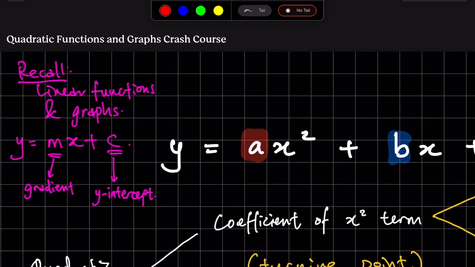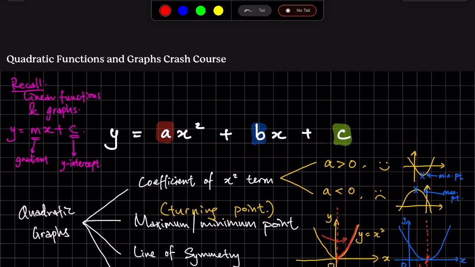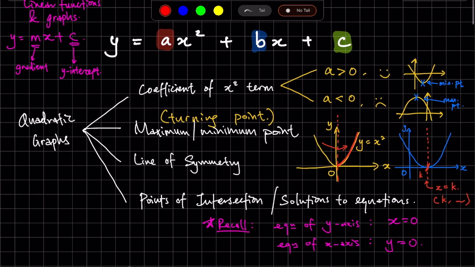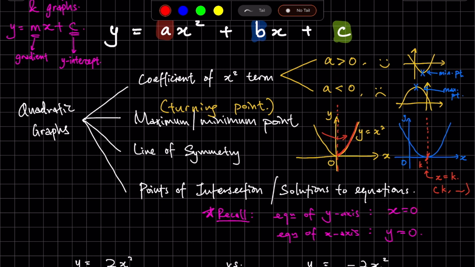So we have 3 different types of straight lines. We have y equals mx plus c. We also have x equals something, and y equals something. So we need to be careful about all these.